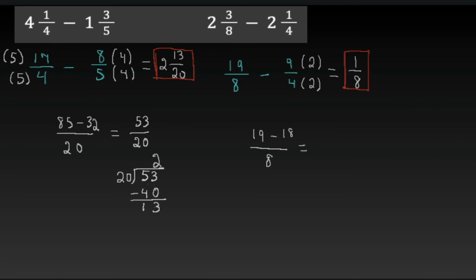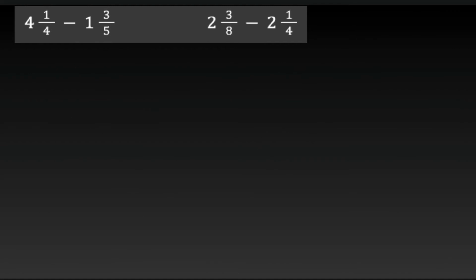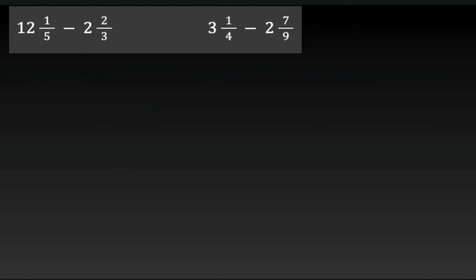So let's go over to the next two problems here. Okay, so here we have 12 and 1/5 minus 2 and 2/3. So 5 times 12 is 60, plus an additional 1 is 61. That's over 5. Minus 3 times 2 is 6, plus an additional 2 is 8, and so that's 8/3.